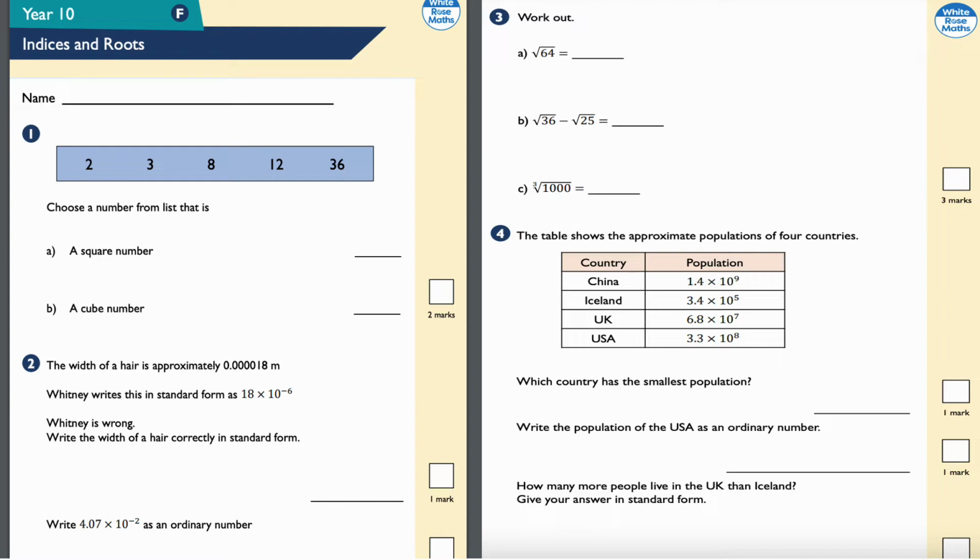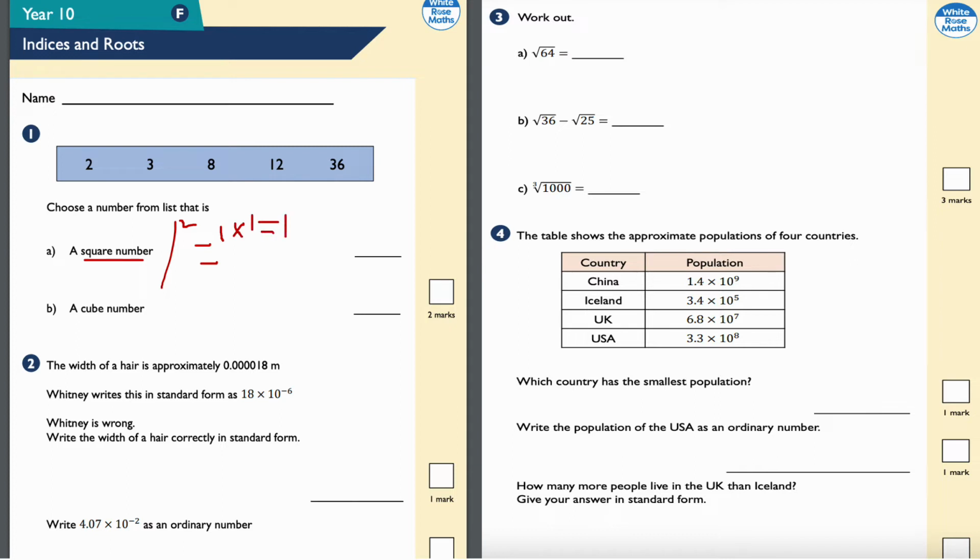2, 3, 8, 12, 36. Choose a number from the list that is a square number. So a square number is a number that I times by itself and I get a number essentially. So what I mean is 1 squared, so 1 to the power of 2 just means 1 times 1, and 1 times 1 is 1. So the answer is what I call my square number.